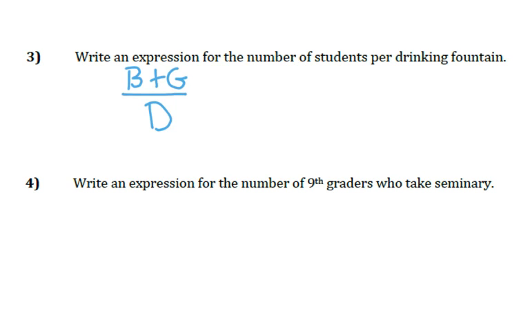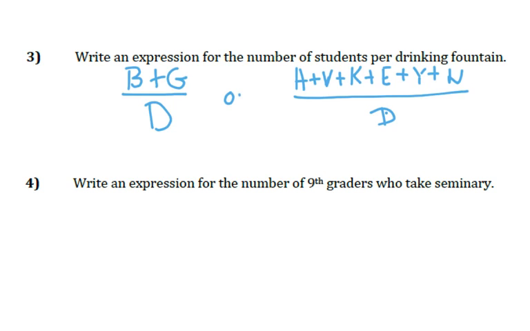Well, there is another way of doing this. We could use H plus V plus K plus E plus Y plus N, because H, V, K, E, Y, and N all represent one gender of each grade. And then we can divide all of that by D. So either of these expressions would work to represent the number of students per drinking fountain.